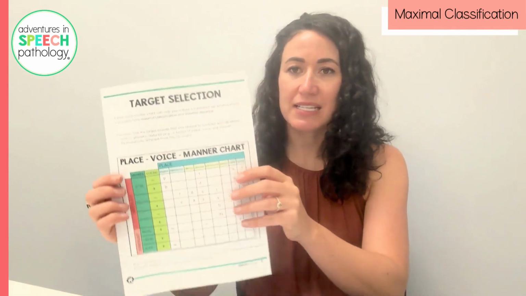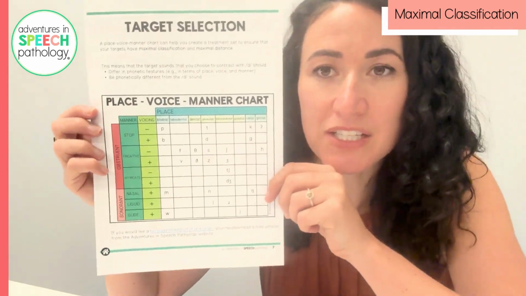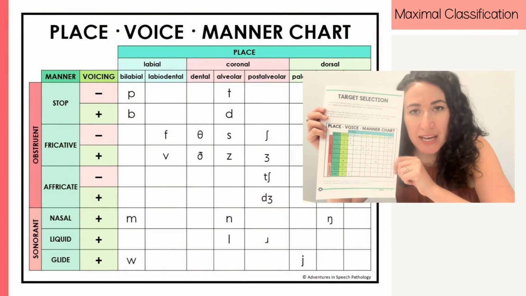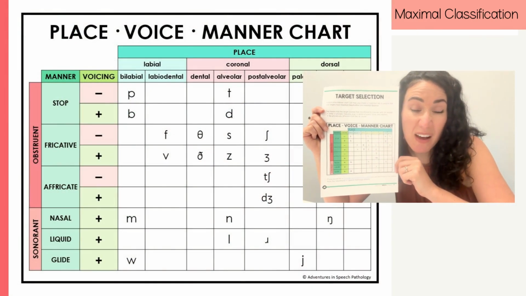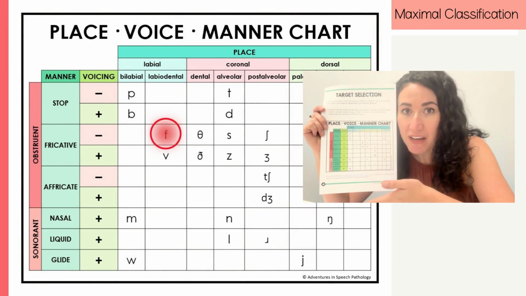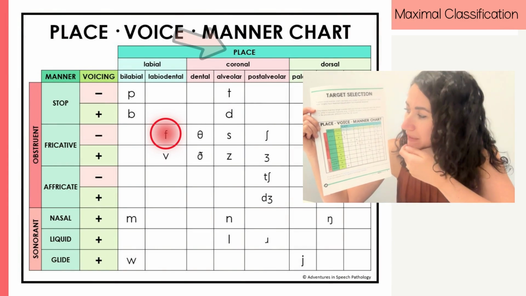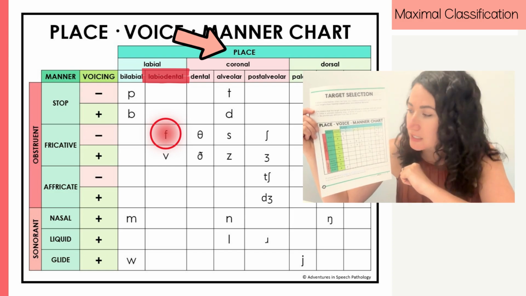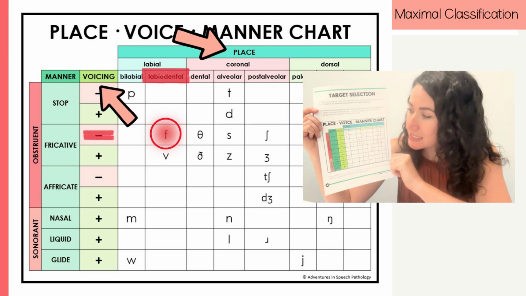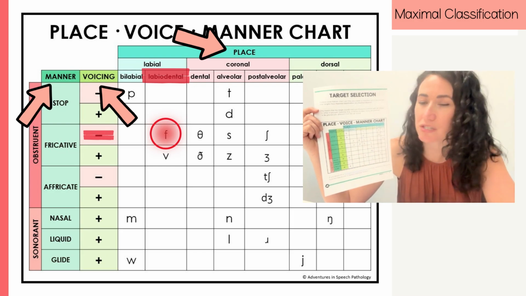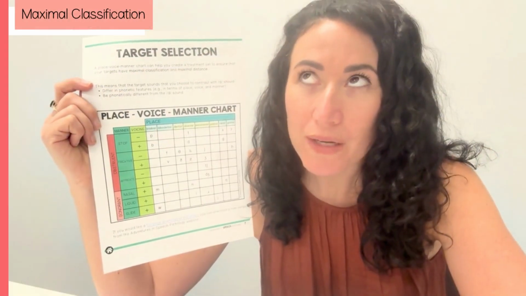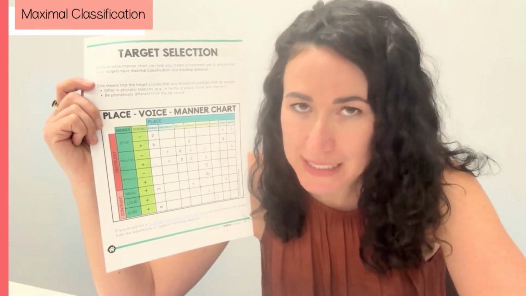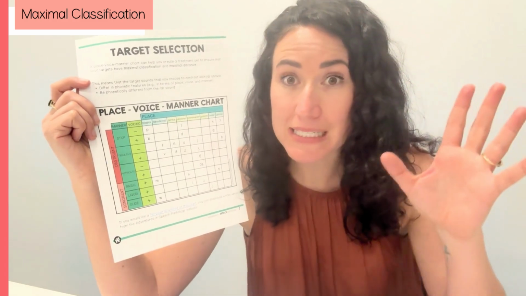Now, I'm going to pull up a place voice manner chart because I just am a visual girly and I just think it's going to help. Now, when I think about speech sounds, I think about how we classify them and what their features are. So I can take a sound like F and I can classify it in terms of its place of articulation. It's a labio-dental. I can classify it in terms of its voicing, it's voiceless, and also by its manner of articulation. It's a fricative.